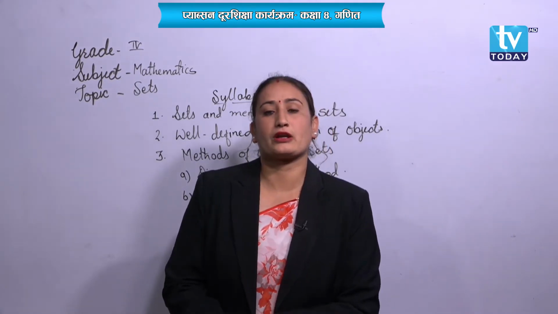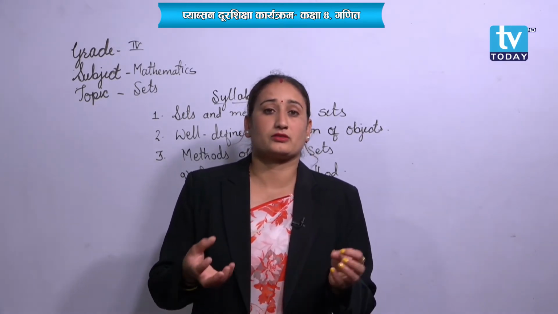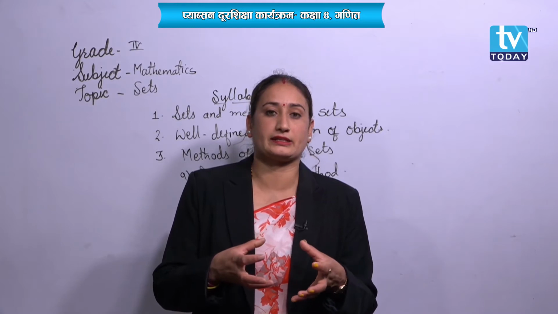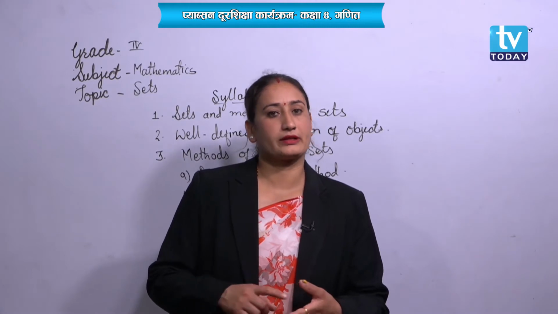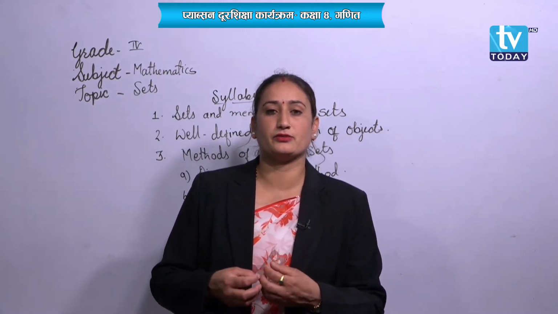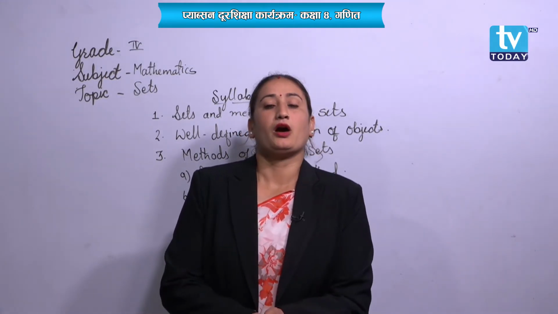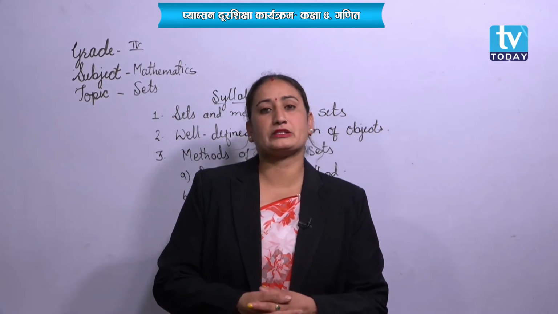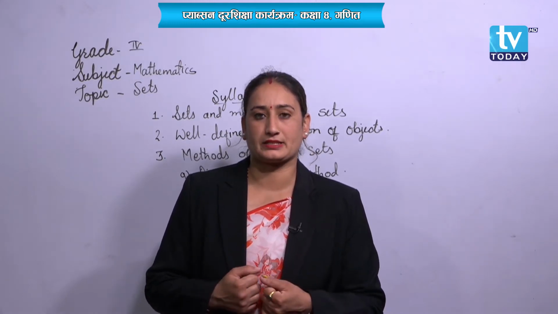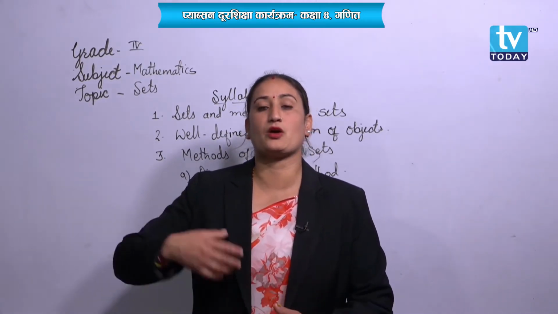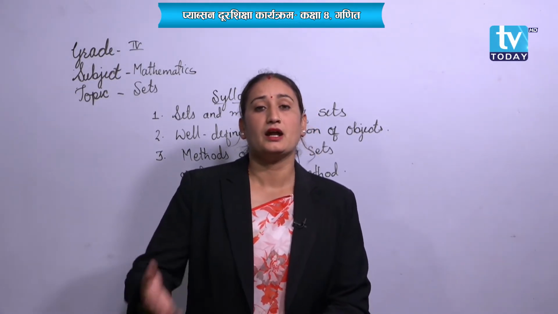If you collect some fruits from the fruit market, that collection may have mango, oranges, apple, grapes. If you know their names, they are known as the members of the set. Done? Okay, then after this we are going to learn about well-defined collections of objects. How can we say a collection is well-defined, and how can we say it is non-well-defined?